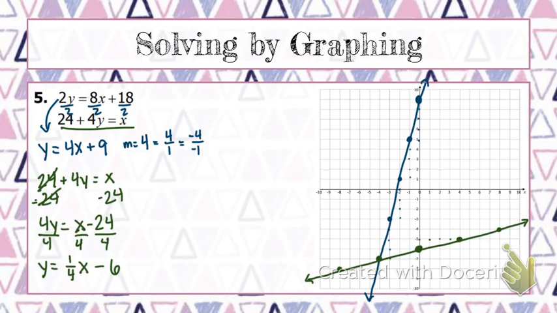And those two have this point in common. And that point is represented by negative 4 on the x-axis and negative 7 on the y-axis. So our answer is negative 4, negative 7. Remember, that's always in order, x, y.